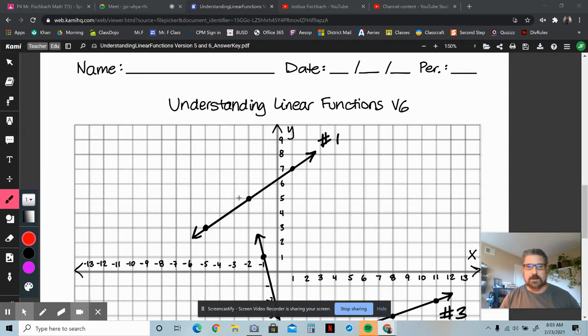So the first thing you're doing when you're identifying line number 1 here, recognize that it is a positive slope. As you guys can see, it goes up from left to right. So that's a positive slope. Remember, slopes that go up from left to right are positive slopes. Slopes that go down from left to right, like this one down here, are negative slopes.